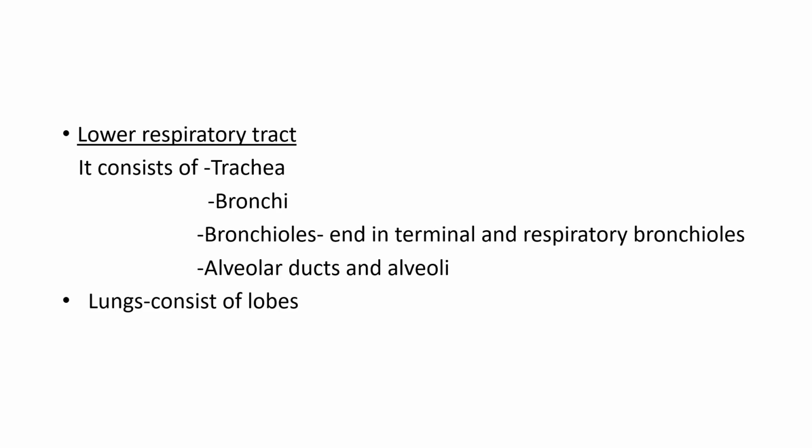The lungs consist of lobes, whereby in the right lung we have three lobes, that is the superior, the middle, and the inferior lobe. And for the left lung we have two lobes, that is the superior and the inferior lobes, to accommodate the heart. The lungs are covered by pleura.